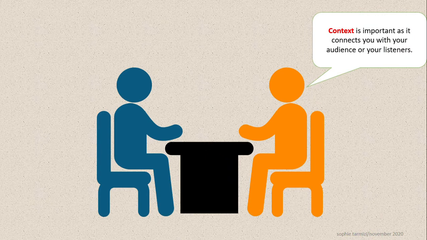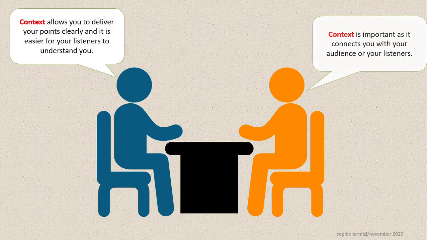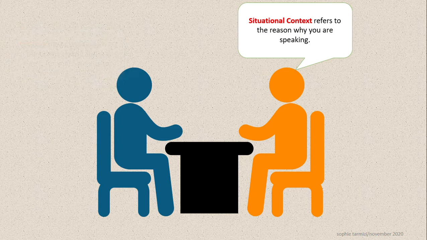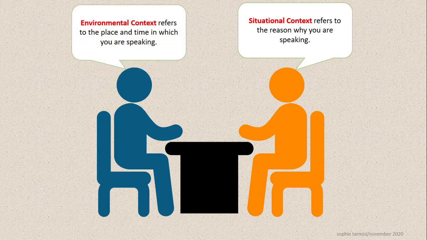Context is important as it connects you with your audience or your listeners. Context allows you to deliver your points clearly and it is easier for your listeners to understand you. Situational context refers to the reason why you are speaking at that particular moment. Environmental context refers to the place and time in which you are speaking.